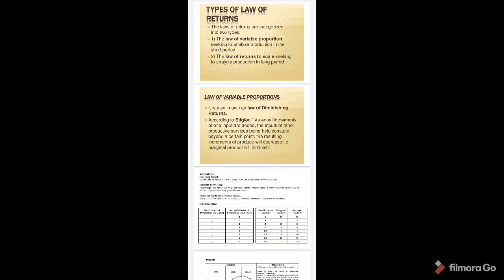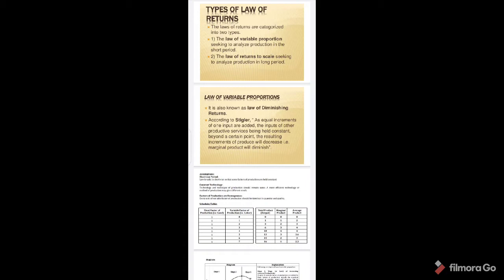What is law of variable proportion? It is also known as law of diminishing returns. According to Stigler, as equal increments of one input are added, the inputs of other productive services being held constant, beyond a certain point, the resulting increments of product will decrease, that is, marginal product will diminish.